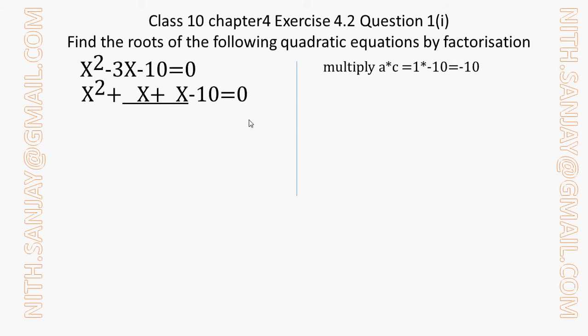First of all, what you do is multiply a and c. Okay, by a and c what I mean is a is the coefficient of x square, c is this constant term. Here the value of a is 1, value of c is minus 10. So what I will do is I will multiply a and c. What I will get is minus 10, right?